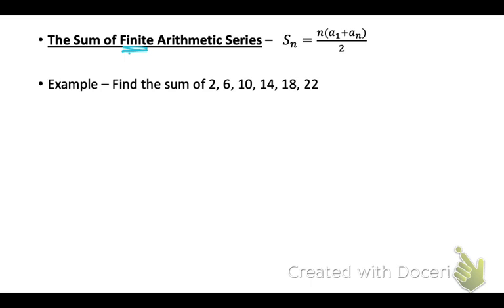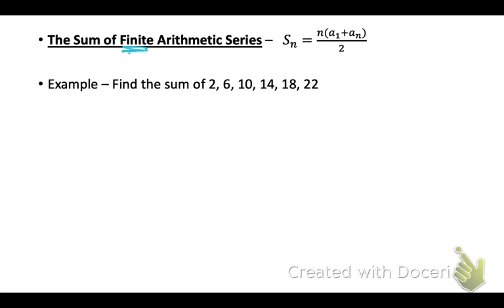So the sum of a finite arithmetic sequence is S sub n, and n still stands for the number of terms you're adding. S sub 100 means I'm adding how many terms? 100. Same n. A sub 1 is which term? The first one. And a sub n is the last term. And we divide it by 2 because we're making pairs.